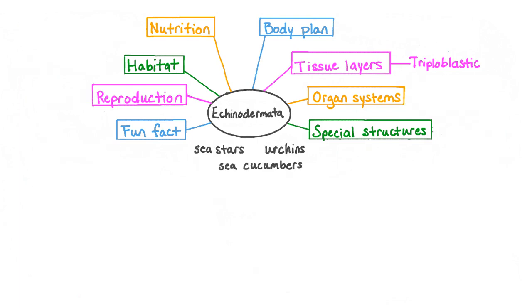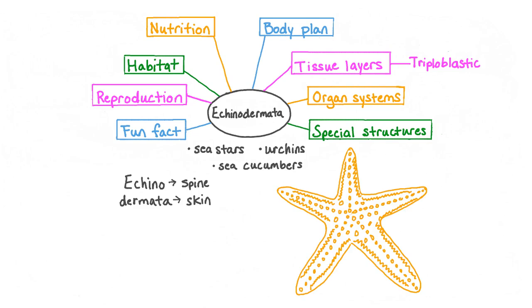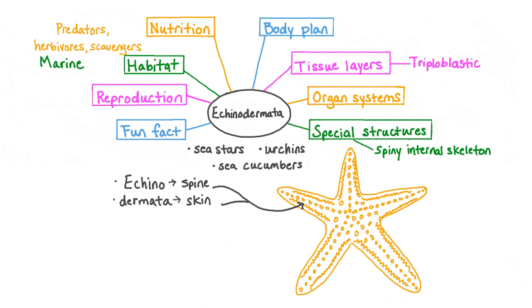The final phylum we will cover in this video is Echinodermata, which includes sea stars, urchins, and sea cucumbers. The word Echinodermata comes from the Greek terms for echino, meaning spine, and dermata, meaning skin. It refers to the bumpy or spiny internal skeleton found beneath the epidermis. Although all echinoderms live in marine habitats, they obtain nutrition in a variety of ways, including predation, herbivory, and scavenging. This wide diversity in feeding strategies leads to digestive systems that vary, from a single opening in brittle stars to complete and complex in sea stars.